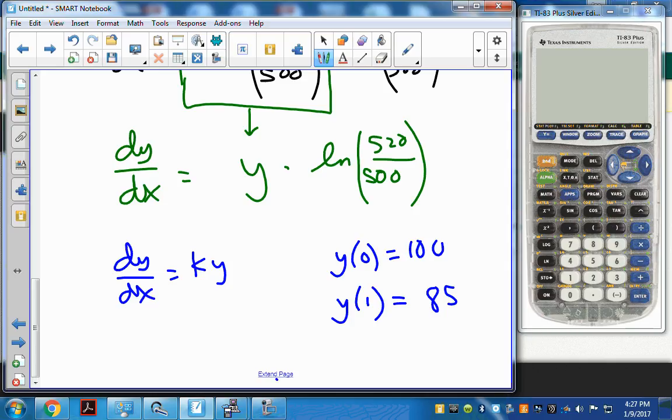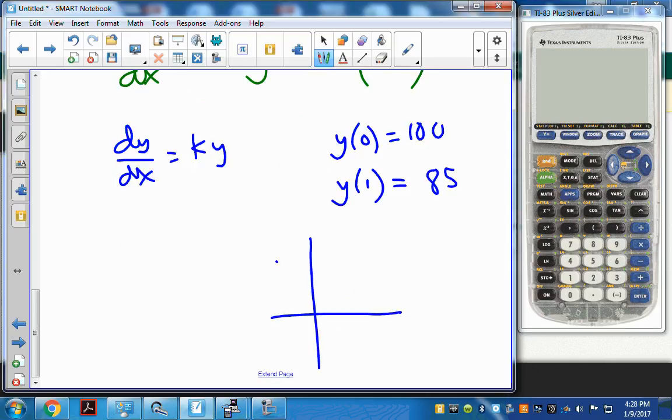Here's the picture. This is x, this is y. We start here at 100, and at x is equal to 1, we've dropped to 85. Okay, so this will be an exponential function again, but now this is a decay process.